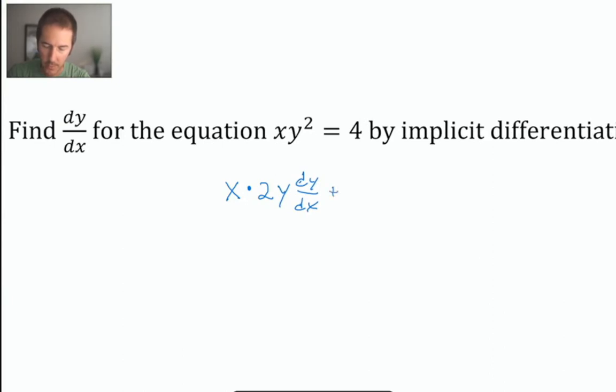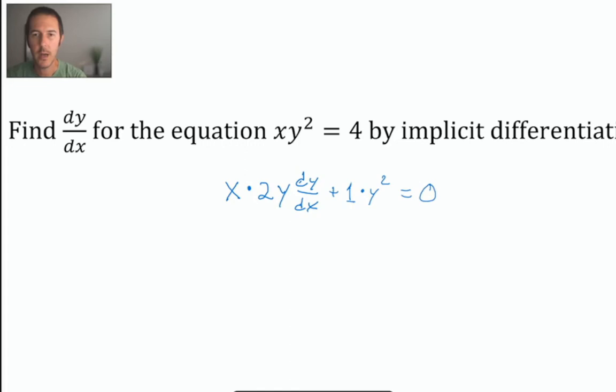And then the product rule says we add. Now I'm going to take the derivative of my first factor, which is the x, and the derivative of x with respect to x is just 1. And then we multiply that by the second factor, which is y squared. We're not touching that one. On the right-hand side, now that we're finished with the product rule on the left-hand side, I'll take the derivative of the right-hand side. Derivative of a constant is still just 0. And that's the hard part.